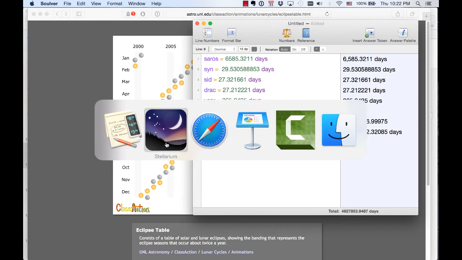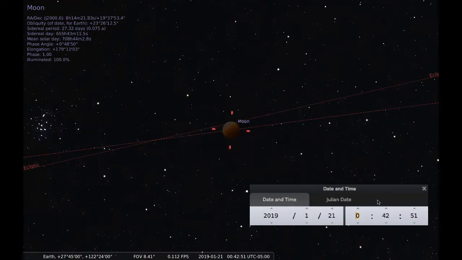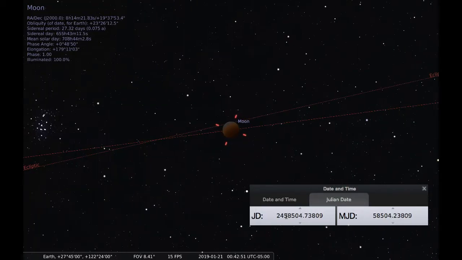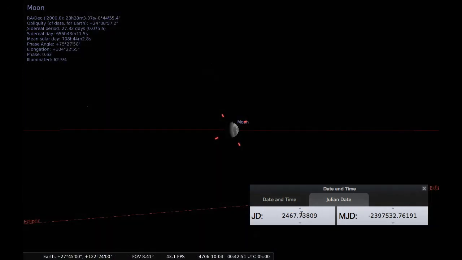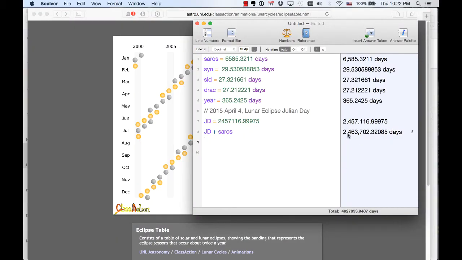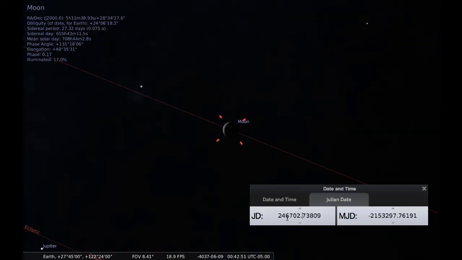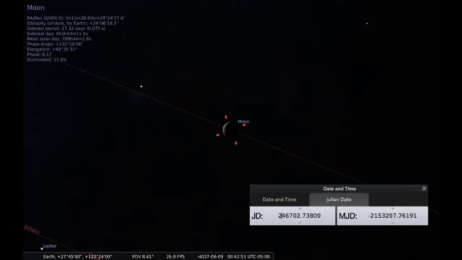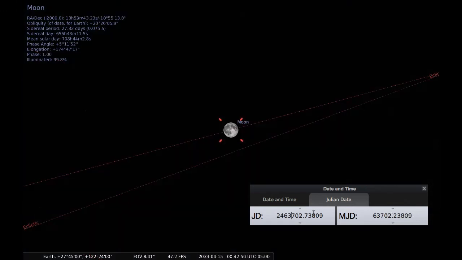I suppose we can go look at it. So it's going to be, go to Julian day and put in the number 2463702. I got a number wrong. 2463702.